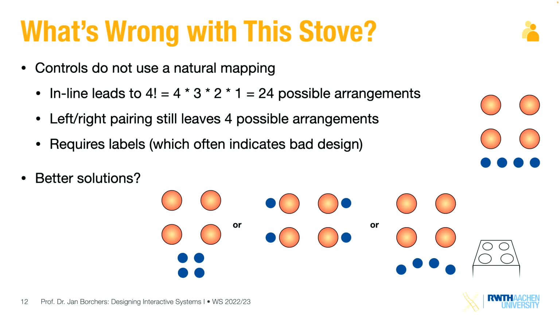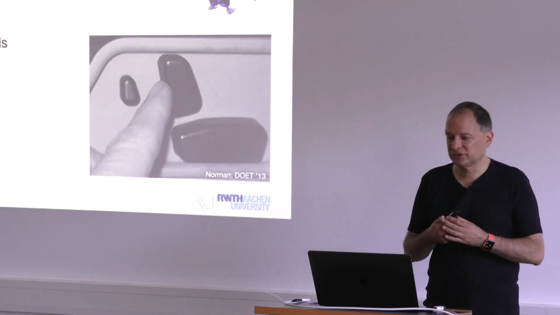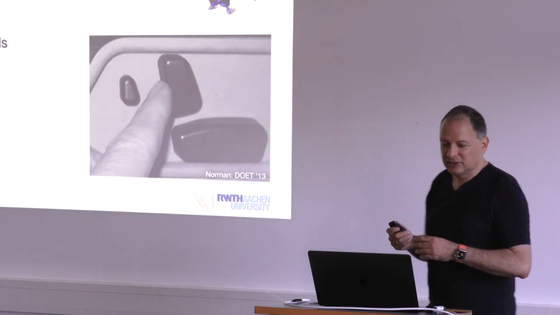Now here's another one that is similar to spatial mappings, but pushing things even further. These are called perceptual analogies. Perceptual analogies are a way to make the UI element, whether it's a control or an output, an imitation of the device itself. Personally, I like to think of this as the voodoo principle. You get a little doll and you poke it, and the real person goes like, ah.